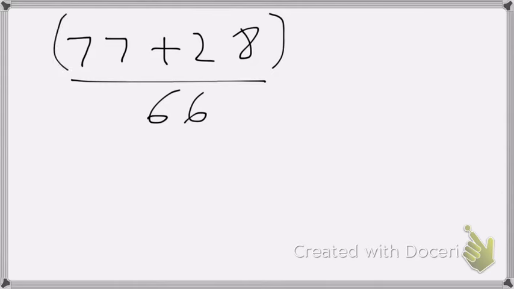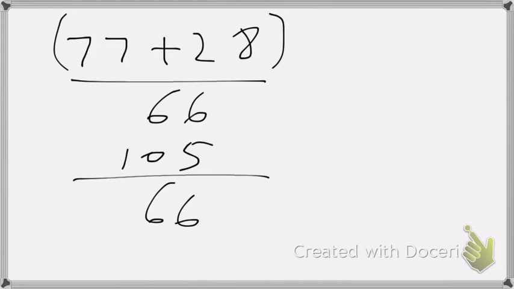And of course the sum of that in the numerator should be 7 plus 8 should be 15. And 2 plus 7 is 9, plus 1 is 10. So it should be 105 over 66. And it seems like that should be the answer, and it should be given that way.